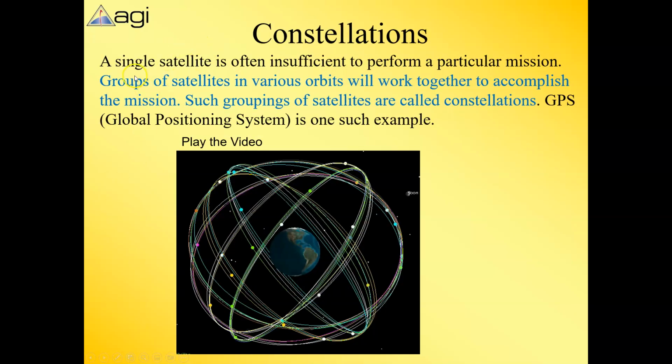And then we also have constellations. A single satellite is often insufficient to perform a particular mission. So we'll have a group of satellites in various orbits, and they work together to accomplish that mission. And so when we have a group of satellites working together, we call those constellations. And so GPS is an example of a constellation type orbit.